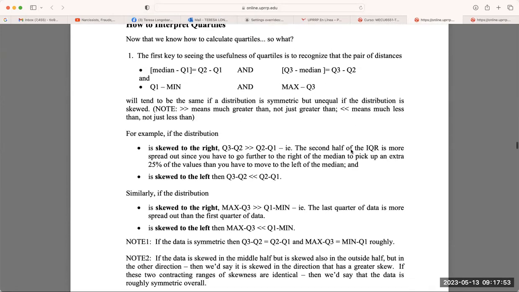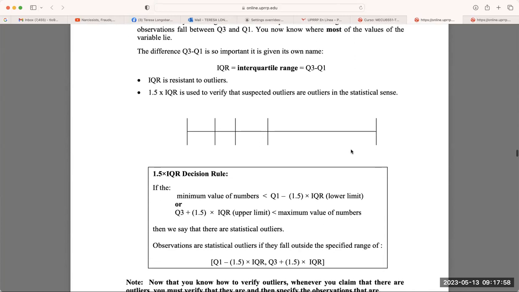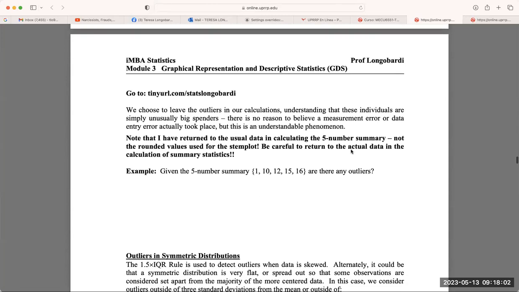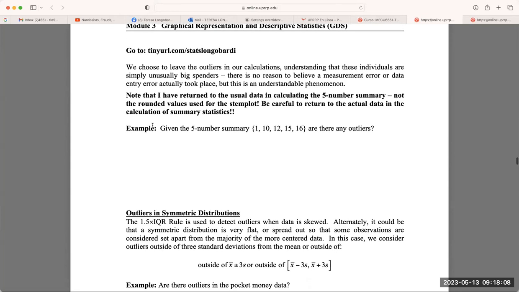All right, so I should probably be doing this with the other notes. Okay, so did you try this exercise here? Given the 5 number summary, are there any outliers? Did you try that exercise?